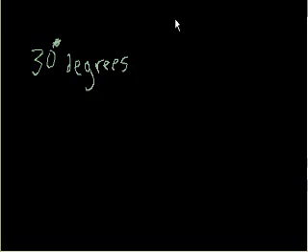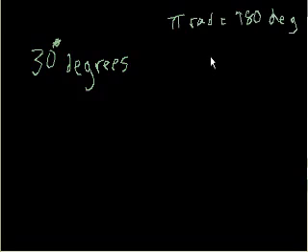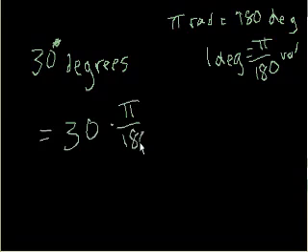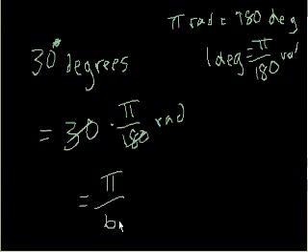So if I were to say, let's say 30 degrees. Once again, I forgot the formula, so I just remember that pi radians is equal to 180 degrees. So 1 degree is equal to pi over 180 radians, right? So 30 degrees is equal to 30 times pi over 180 radians, which equals, let's see, 30 goes into 180 6 times. That equals pi over 6 radians.